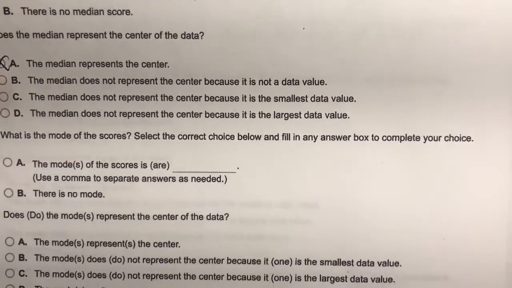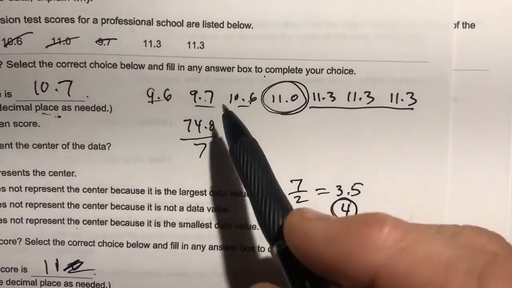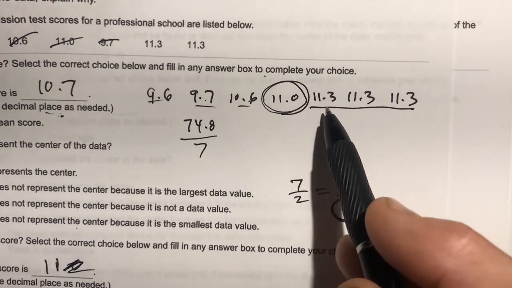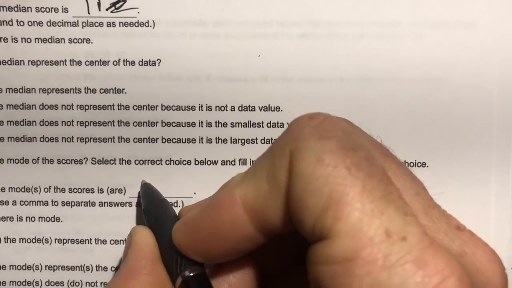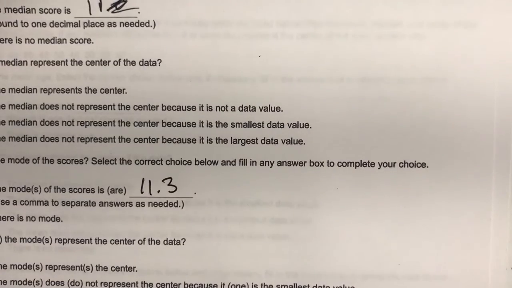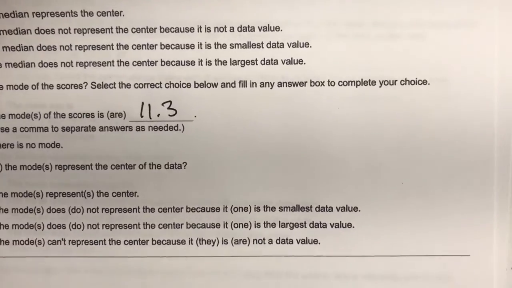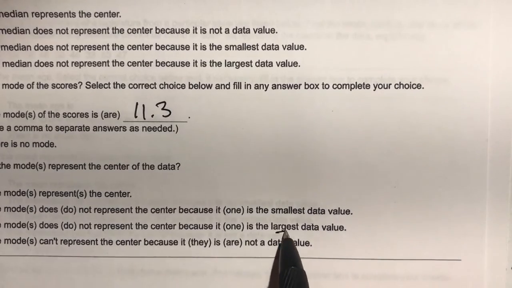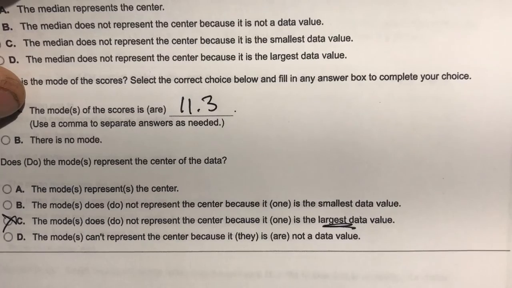All right, now we're looking at the mode. What do we have the most of? So if you look at our data here, we've got 3 of those. That's the mode, 11.3. So my mode, 11.3. Does that represent the center? Well, no, it's the highest value. So right here, it's the largest value. So C.